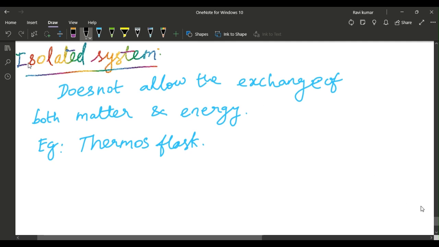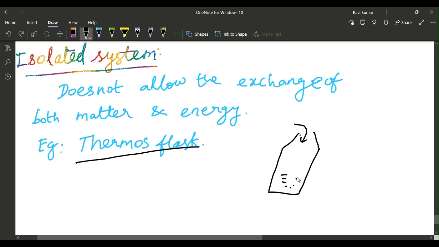Now let's move on to the isolated system. An isolated system will not allow the exchange of both matter and energy. A good example is a thermos flask. A thermos flask does not allow the exchange of heat energy. Let's consider the thermos flask, and you pour water into it. Once you add the hot water, close the lid.